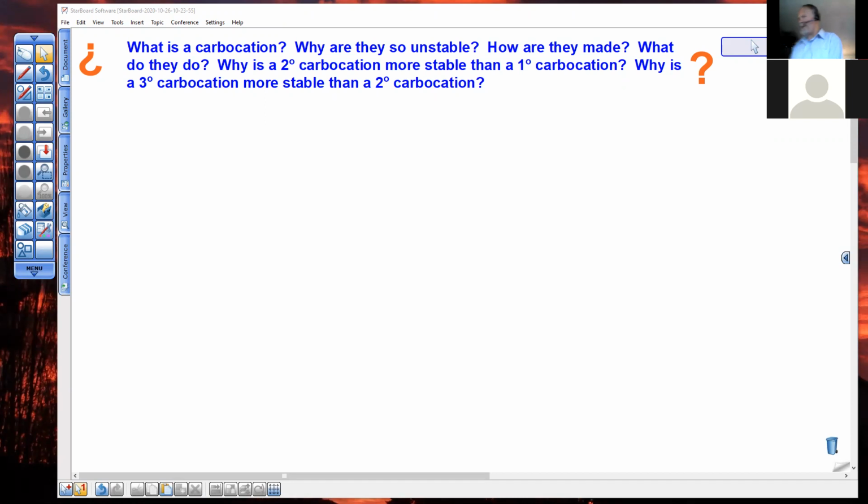I hope everyone is well. We're going to start our exploration into Chapter 6 today. And one of the fundamental parts about Chapter 6 is understanding what carbocations are.